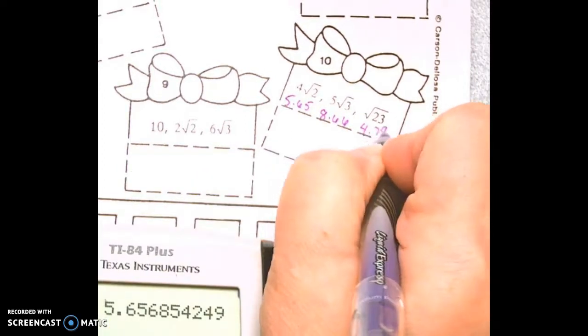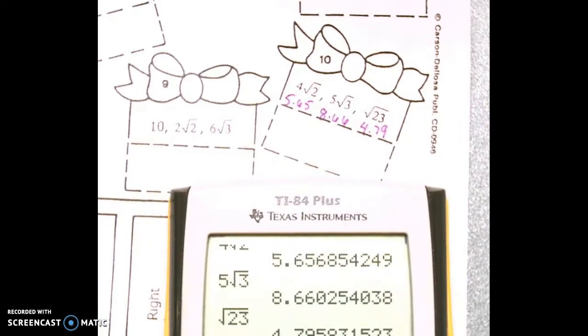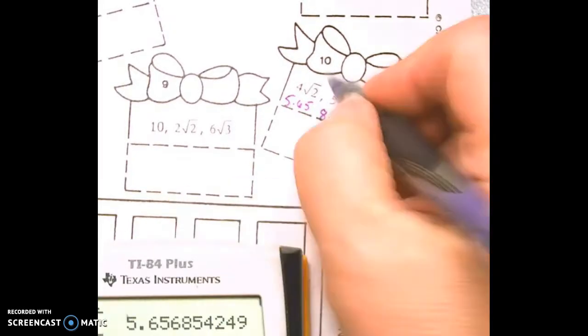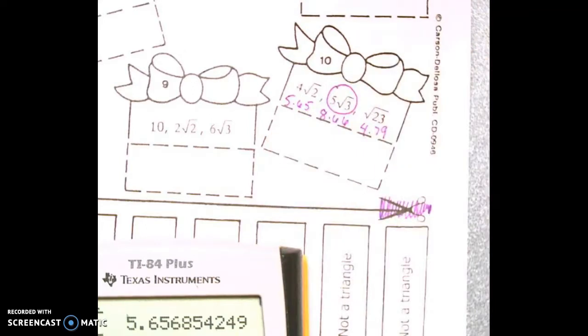The only reason that I got decimal approximations for these numbers is so that I could compare and figure out what's my biggest value. So I didn't round, I'm just looking at some estimates here. I've got a 5.65, an 8.66, and a 4.79. My biggest number is that 8.66. So 5 square root 3 is definitely my C value. The other two numbers are my A and B.